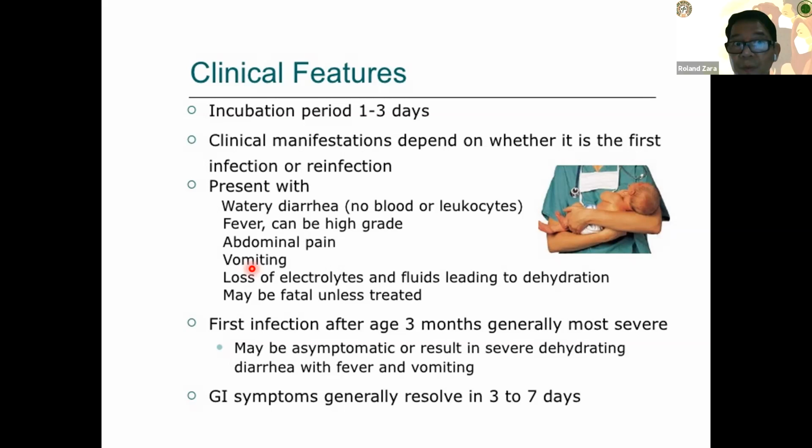So the most important part is the dehydration. This is where it kills the infants, the dehydration, if not replaced. Okay, so it needs IV fluid because the patient is vomiting. Okay, so the first infection after 3 months is generally the most severe, though it may be asymptomatic, with severe dehydration, diarrhea with fever and vomiting. So GI symptoms, okay, usually resolve in 3 to 7 days.